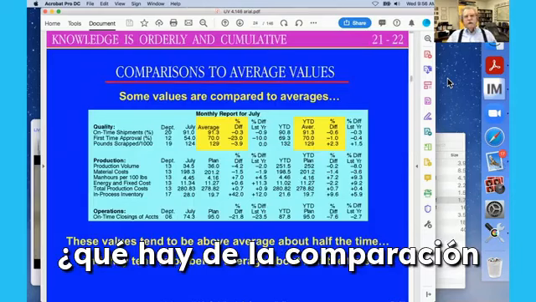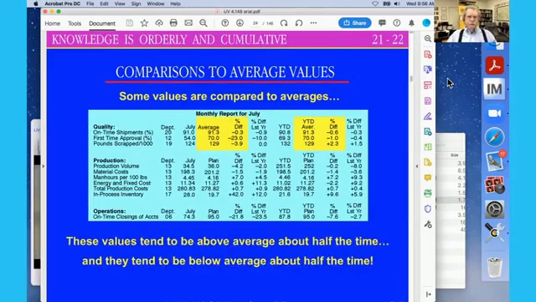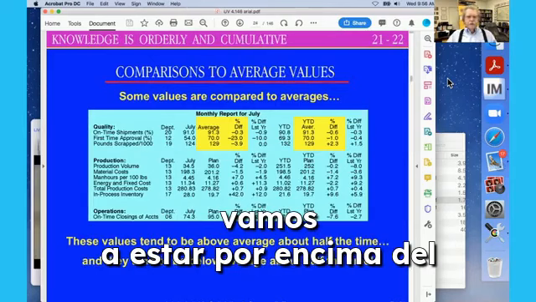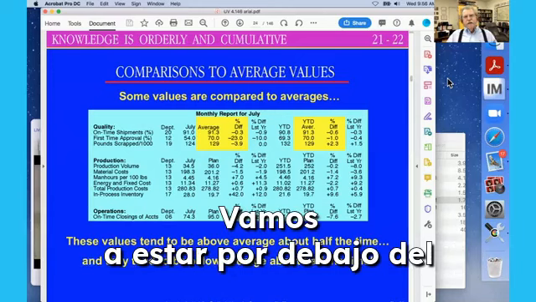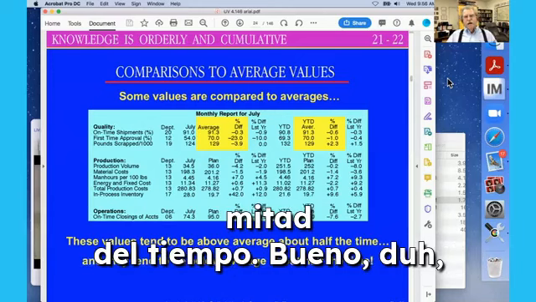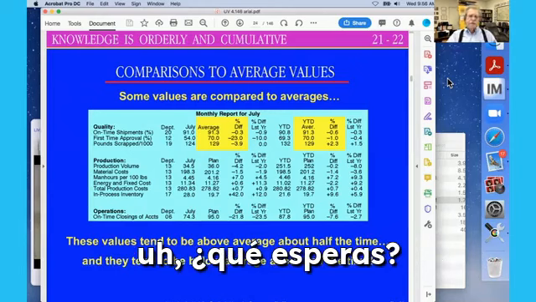Well, what about comparison to average? Well, we're going to be above average about half the time. We're going to be below average about half the time. Well, duh. What'd you expect?